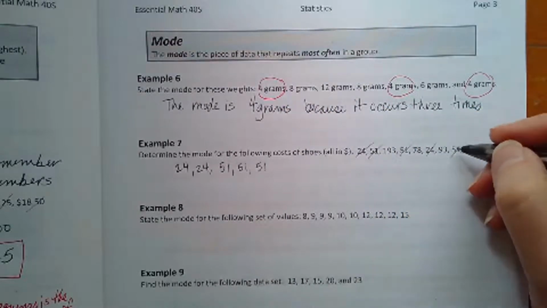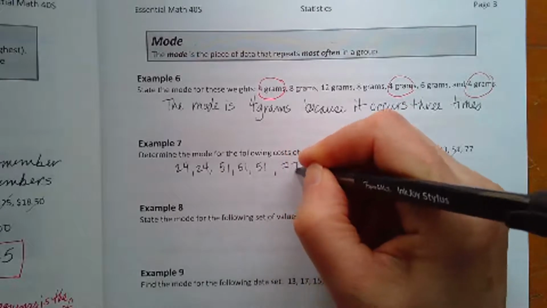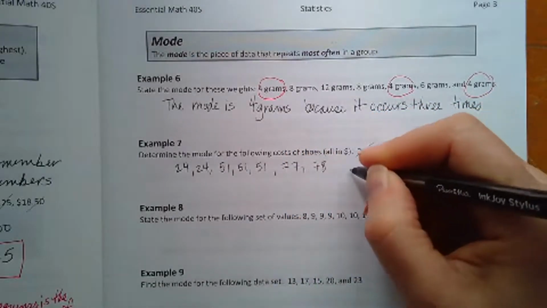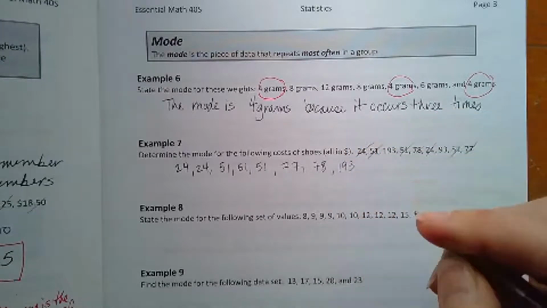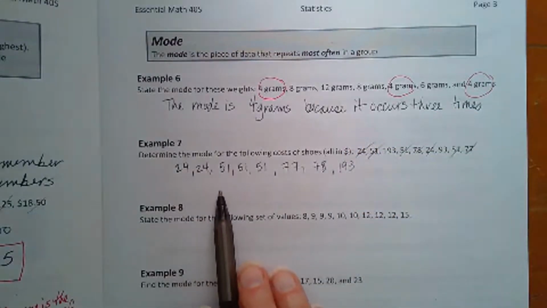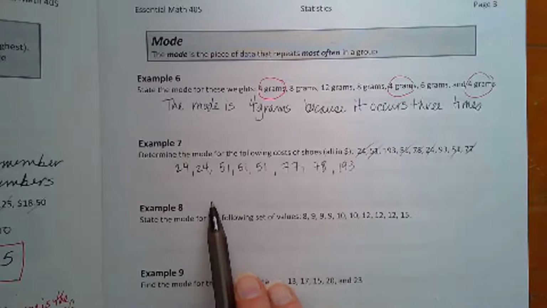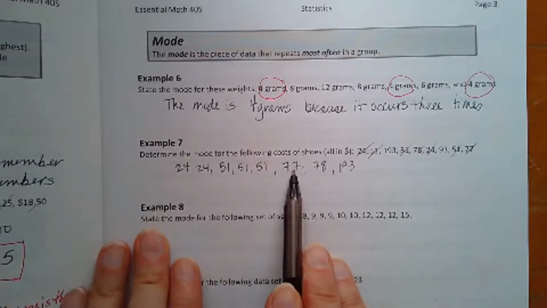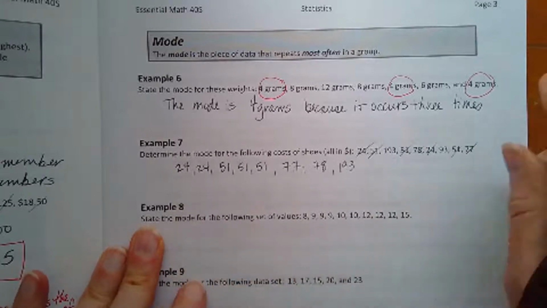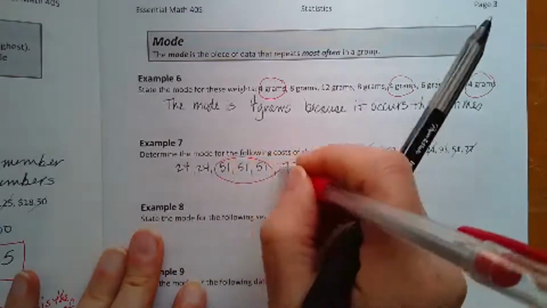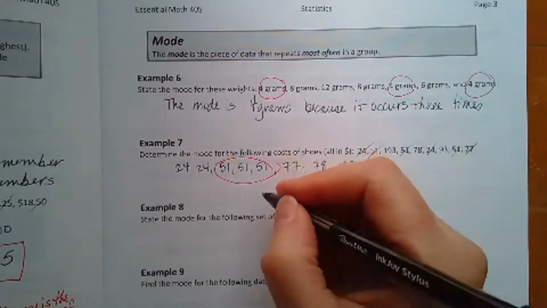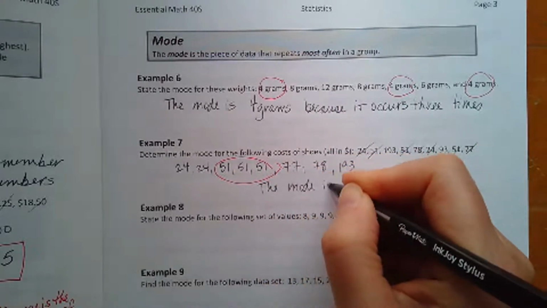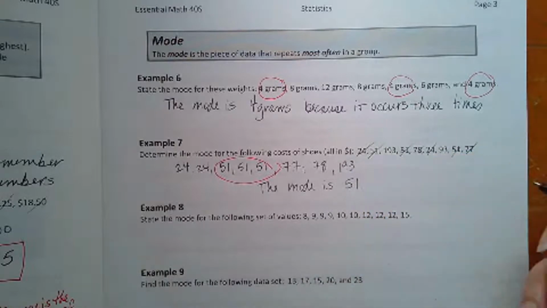And then I have a 77, 78, and a 193. Again, this is the process I would use to find the median. I'm looking for the mode, but ordering the data helps with the mode too. So let's see, these guys only occur once. He occurs twice, but he occurs 3 times. So the mode is 51. And it's as easy as that.